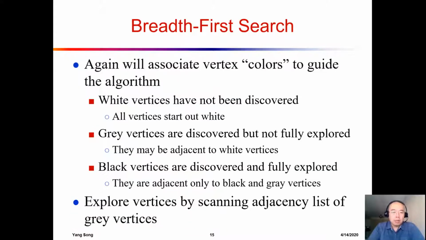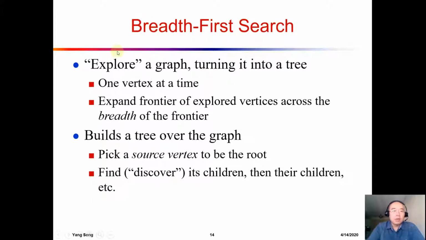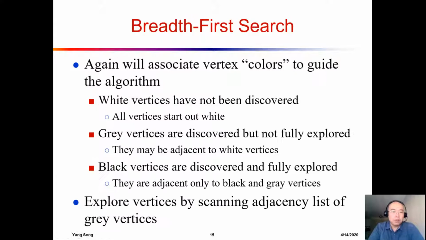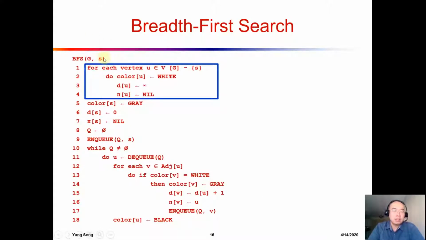So remember, the ultimate goal is, when we do the breadth first search, we want to explore the graph, and also we want to build a tree structure based on the graph, right? So S will be the root. And the first step, we have to do an iteration. So we have to visit each of the vertices, and we color that as white, and then we set d.u as infinity, and the pi.u as nil.